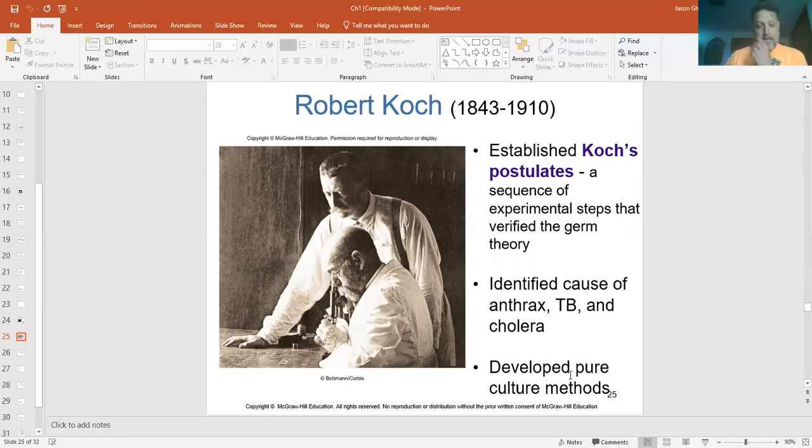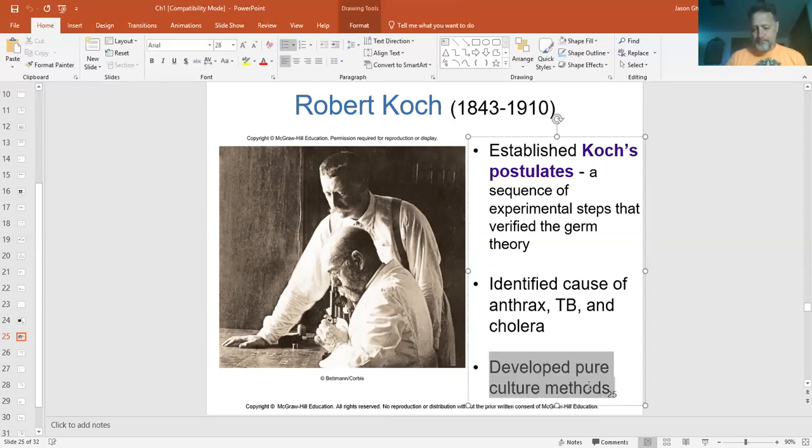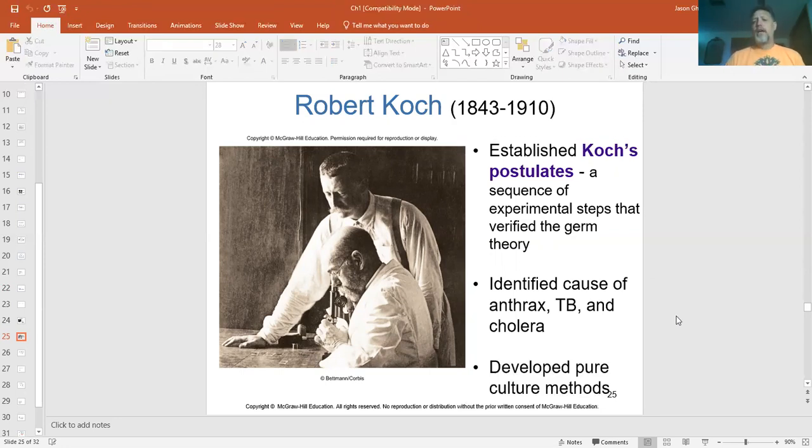To do this, though, he had to come up with this bottom portion here, developing the pure culture methods. And he was the first one to do that. So he's the one who definitively proved the germ theory that Pasteur had started. Pasteur didn't have pure culture methods until after Koch discovered how to do some of these, and then other people started doing it. So they both get credit for this. He's the one who identified anthrax, tuberculosis, and cholera, and he made vaccines for most of these, not all of them. He and Pasteur were big into vaccines also.